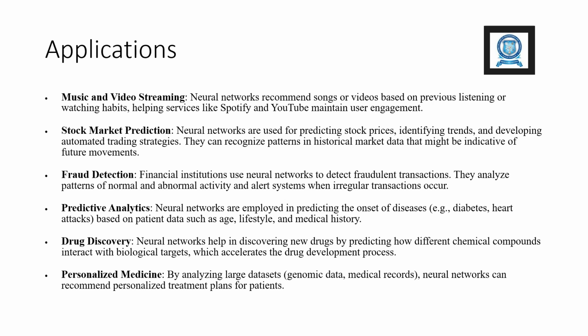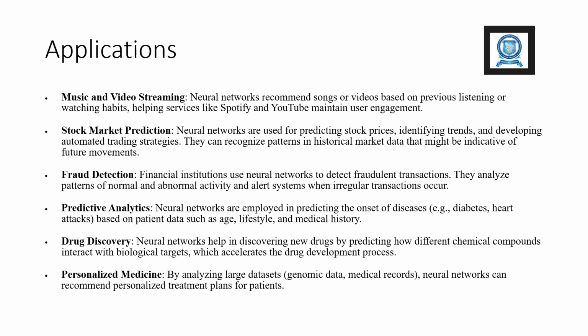Music and video streaming. Neural networks recommend songs or videos based on previous listening or watching habits, helping services like Spotify and YouTube maintain user engagement. Stock market prediction. Neural networks are used for predicting stock prices, identifying trends, and developing automated trading strategies. They can recognize patterns in historical market data that might be indicative of future movements.